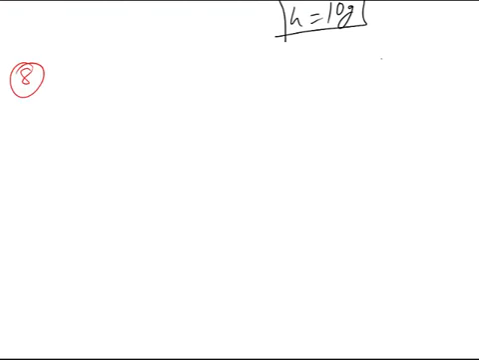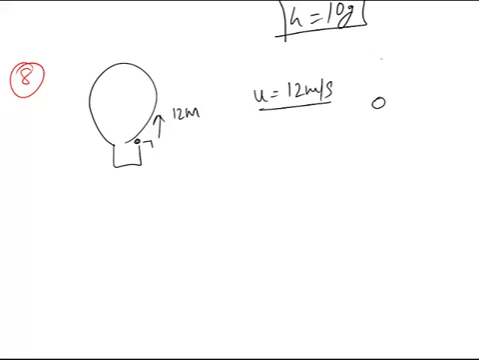Question number 8 says, a packet is dropped from a balloon which is going upwards with a velocity of 20 meters per second. The velocity of the packet after 2 seconds would be. So there's a balloon which was going up with 12 meters per second, and from here you dropped a packet. Now the packet will also gain the velocity of the balloon, 12 meters per second. So packet will go something like this. And you have to find velocity of the packet after 2 seconds.